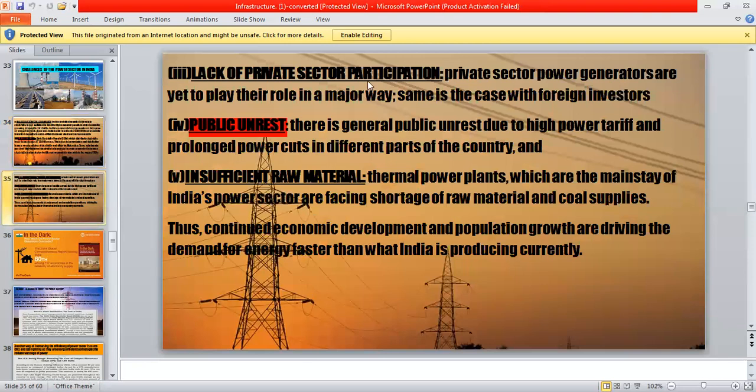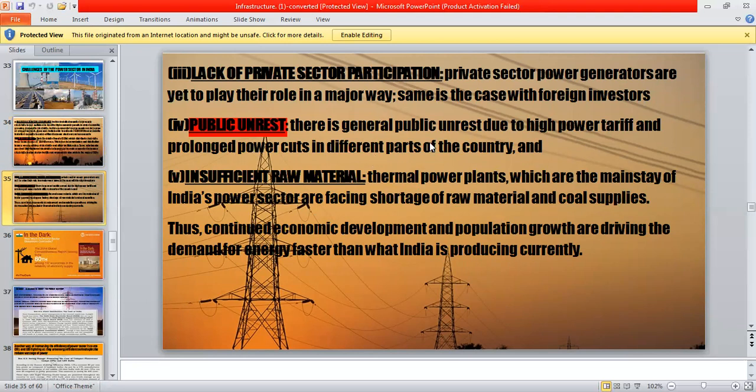Then, lack of private sector participation. Previously, the private sector was not ready to play in the power sector, but after 2004, 2005, now in Delhi, you have two private players.